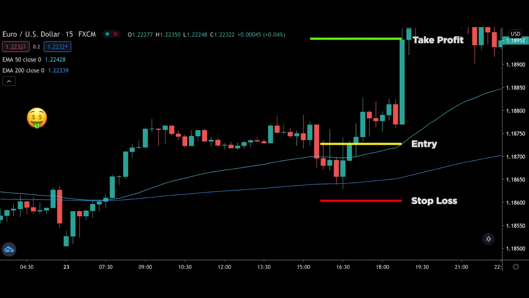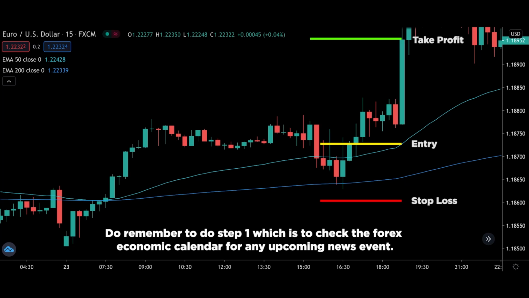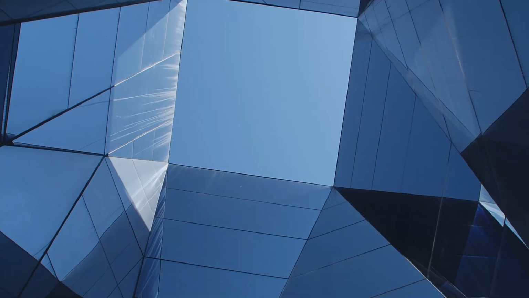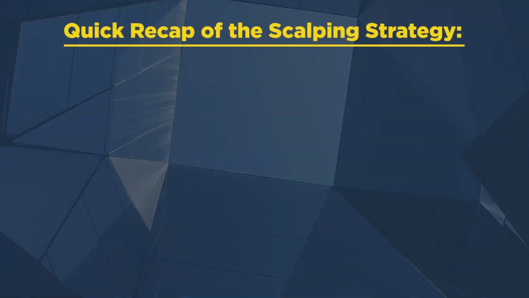I hope the 3 case studies clarify any doubts you have, but if I wasn't clear about anything, do leave a comment down below and let me know if you have any questions. On a side note, do remember to do step 1, which is to check the Forex economic calendar for any upcoming news event. Here's a quick recap of this scalping strategy.